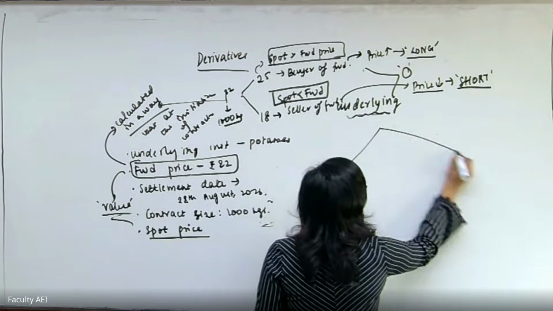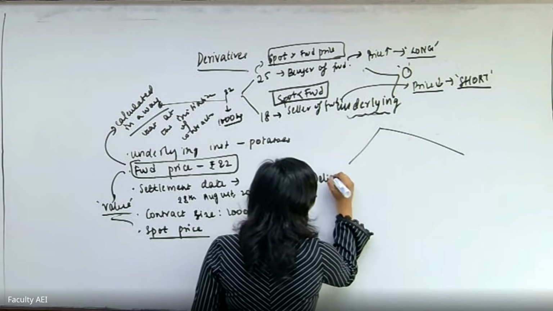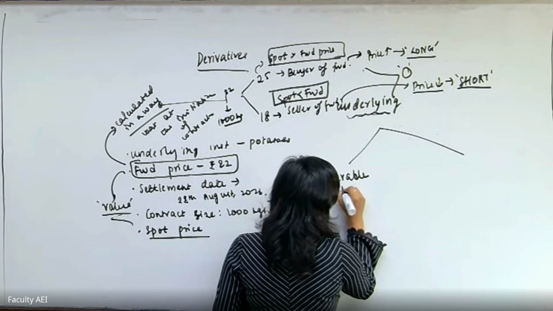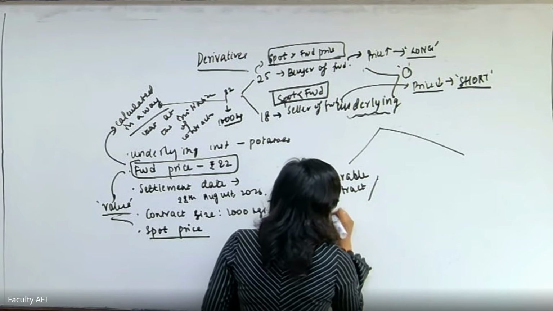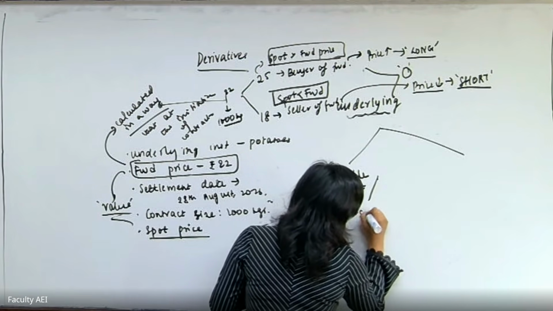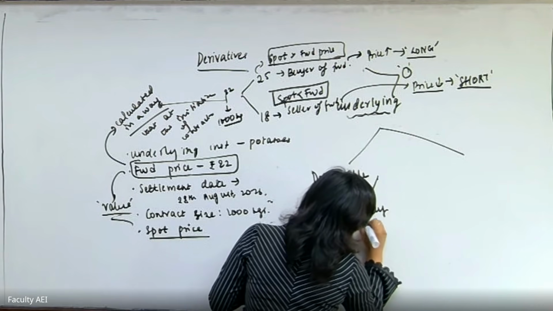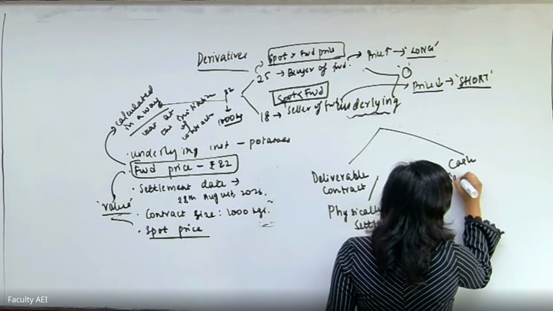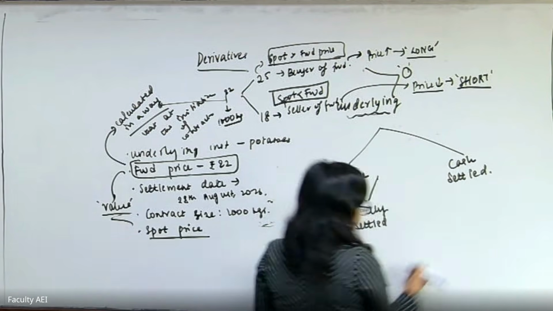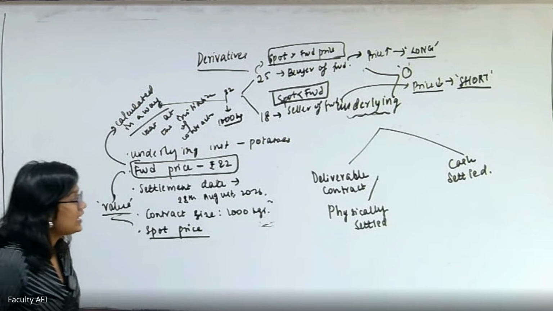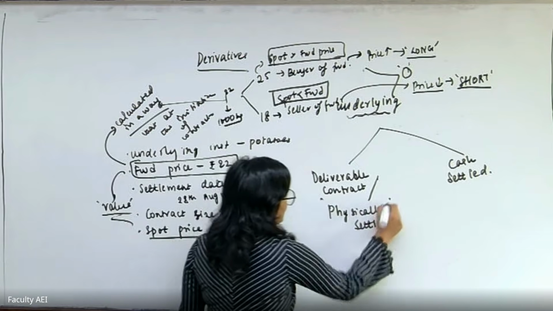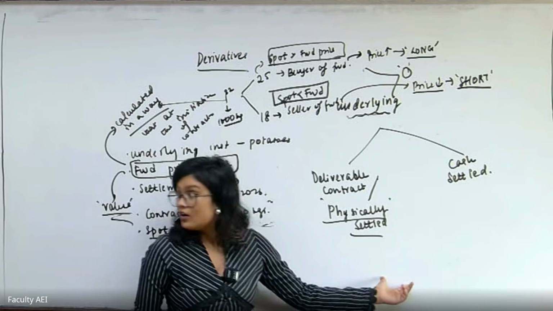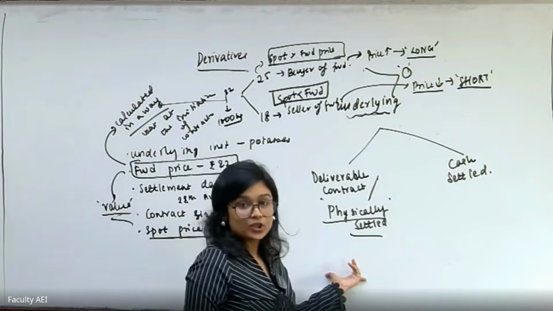The forward contract can be a deliverable contract, that is physically settled, or it can be cash settled. In our case, our contract is physically settled. After 6 months, McDonald's and the farmer would actually be exchanging potatoes.